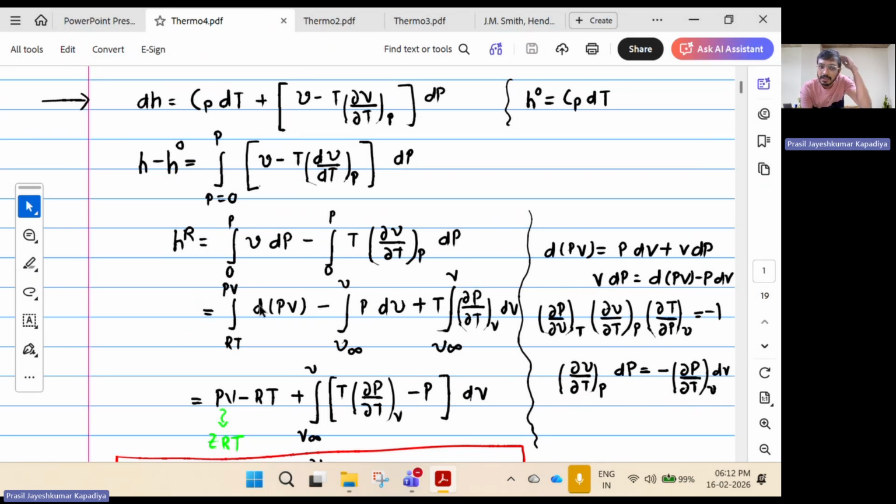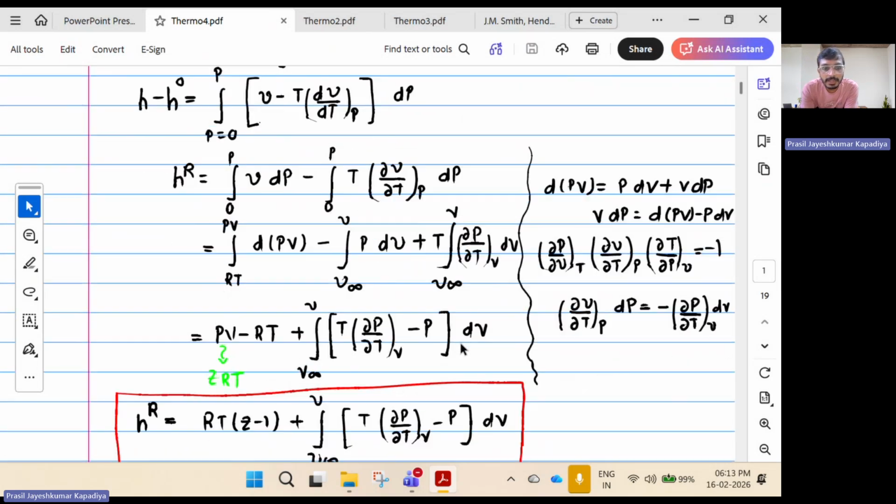So VdP is d(PV). As it is PV, our limit will be, for ideal gas, PV equal to RT. So RT to actual PV value, minus this term P into dV, with V going from infinite volume, I am saying, to any volume V. Plus now this last term: del V del T at constant pressure into dP. This term can be substituted as minus del P del T at constant volume dV. So if I put this value here, minus minus will be plus, and I will be left with this term. So my equation will be PV minus RT plus this particular integration minus P into the whole dV.